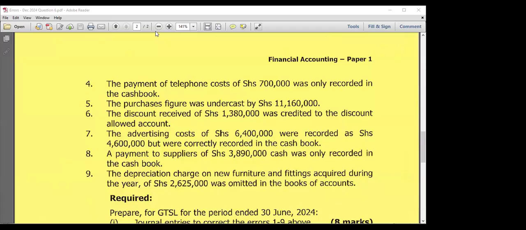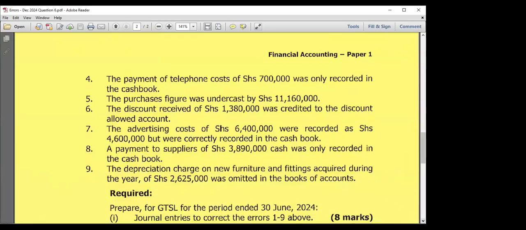I want about 17 answers. Please try. So far I'm seeing good answers here. Yeah, at least that error, I don't expect people to really miss it. So this one affects the trial balance.